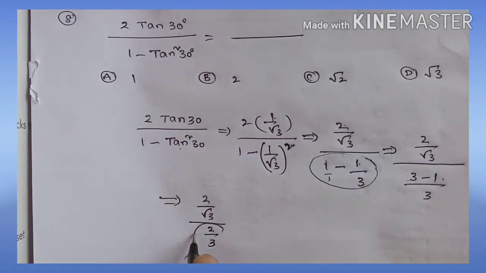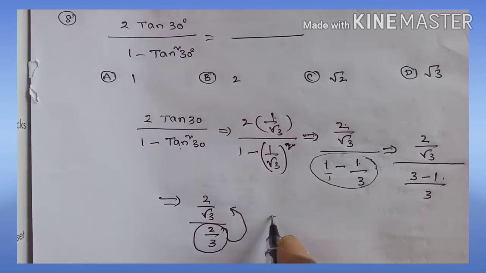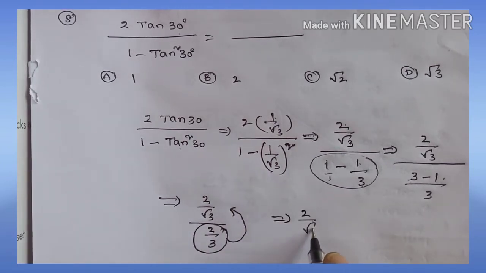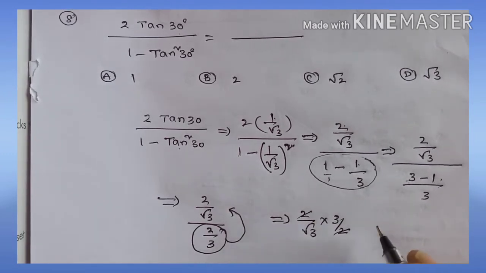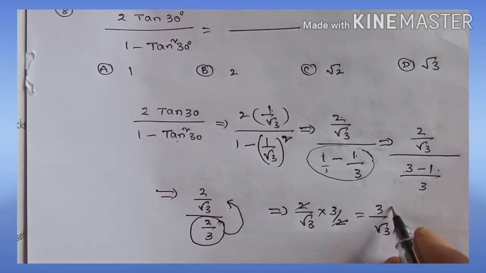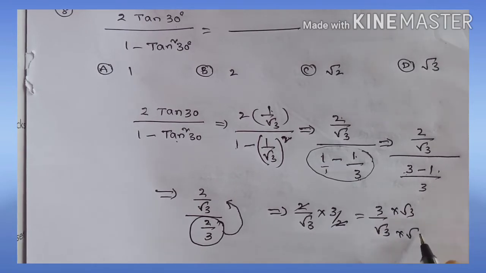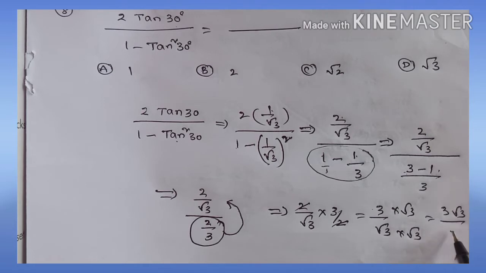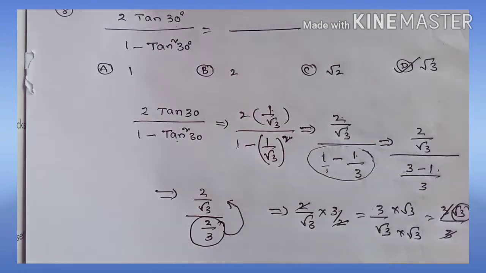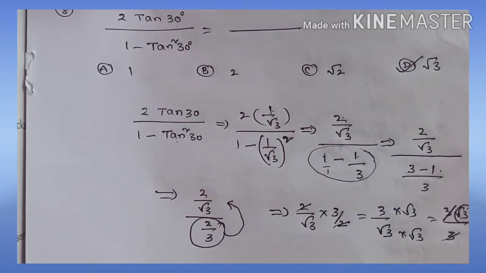The fraction denominator will get reciprocal, right? So 2 by root 3 into 2 by 3 you can transpose as 3 by 2. Now 2 gets cancelled, value 3 by root 3. You may rationalize root 3 and also root 3. 3 into root 3, 3 root 3 by root 3 into root 3, 3. 3 gets cancelled, root 3 will be remaining. So option D is correct.